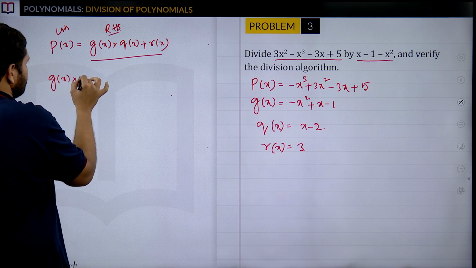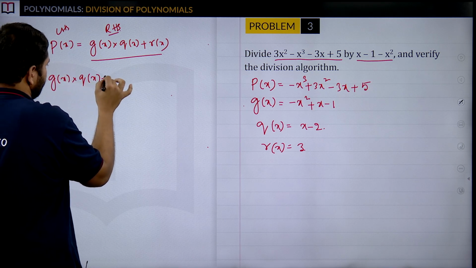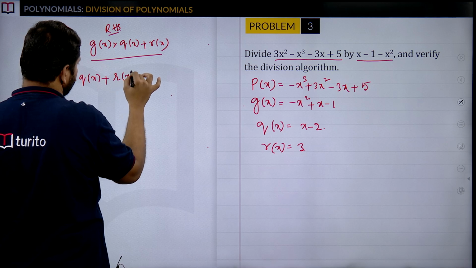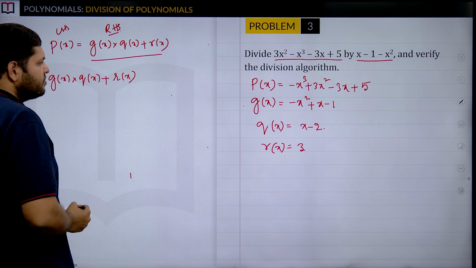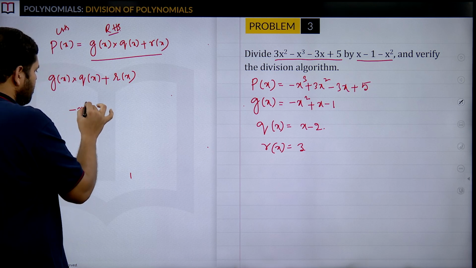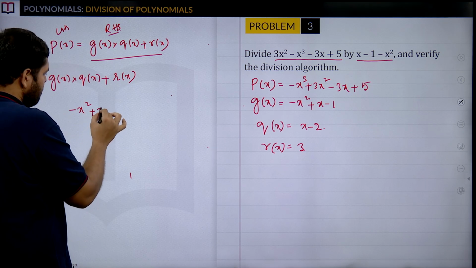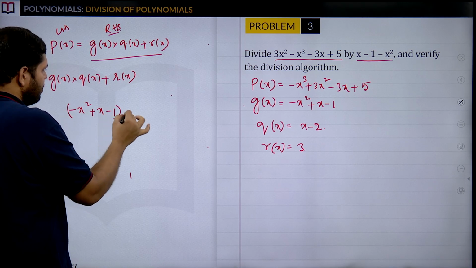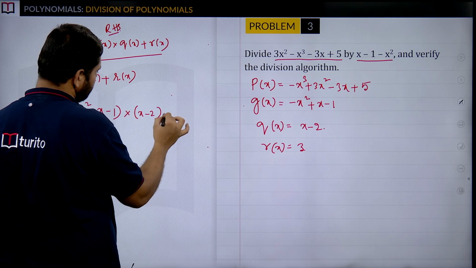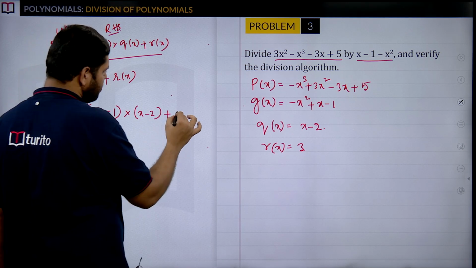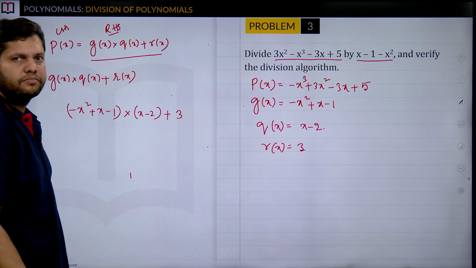So g of x into q of x plus r of x. Okay. Now children, write down the g of x value: minus x square plus x minus 1. And what is the q of x value, children? x minus 2. So write down, this is x minus 2. So the remainder is equal to what? 3 is the remainder. Okay.